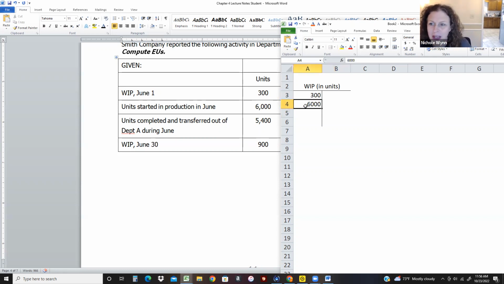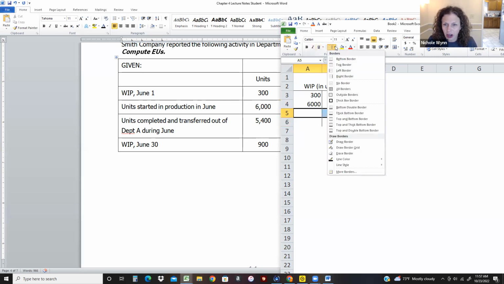I want you to keep in mind that when I used to teach this material, I wasn't allowed to use debits and credits. So I just call them ins and outs, and it still works. When goods come in, they come into the WIP account, and when they go out, they come out of the T account. Then our ending balance will be over on the debit side. But I didn't have to use the words debit and credit because really we're just talking about ins and outs. So I started with 300, and then I started into production 6,000.